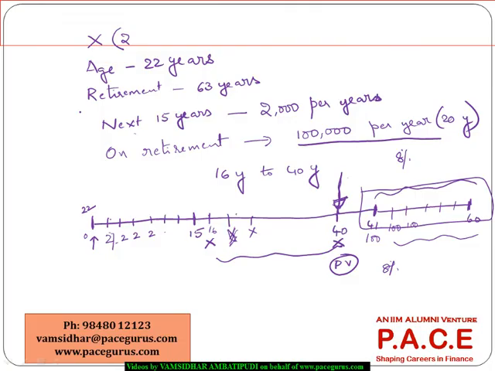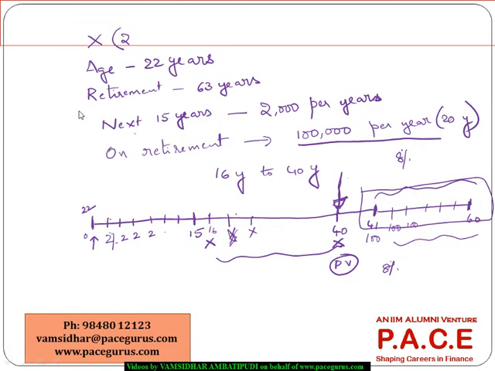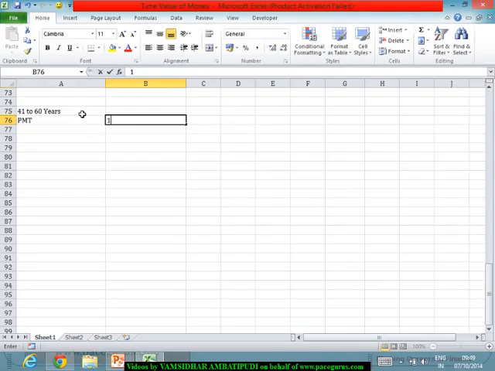So the first part is 41 to 60 years, wherein I require 100,000 per year, which is the PMT, 100,000. The number of years is 20. The interest rate, which is R, is 8%. So I can very well find out the present value here.